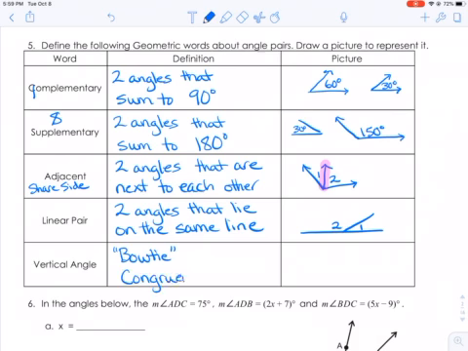Okay, so in that case, if I had this line that intersects this line, then angle 1 and angle 2 are vertical angles. They make bow ties with each other, okay, and that's something that we talked about a while back.